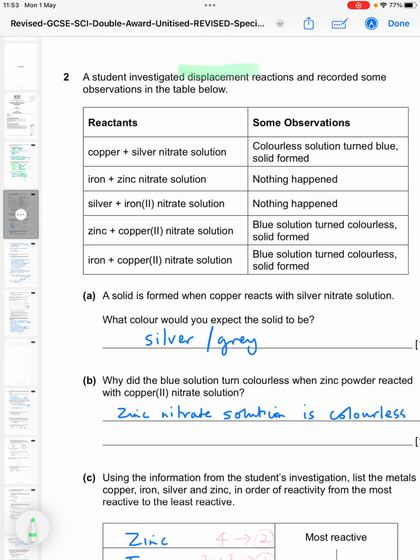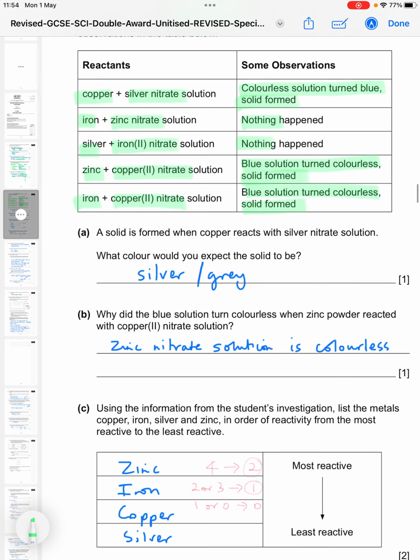Number 2, a student investigated displacement reactions and recorded some observations in the table. So if we have a look at the first one with copper and zinc nitrate, so we've got a colourless solution turned blue and a solid formed. Iron and zinc nitrate, nothing. Silver and iron 2 nitrate, nothing. Zinc and copper 2 nitrate, the blue solution turned colourless and a solid formed. And then the iron and copper 2 nitrate, blue solution turned colourless and a solid formed.